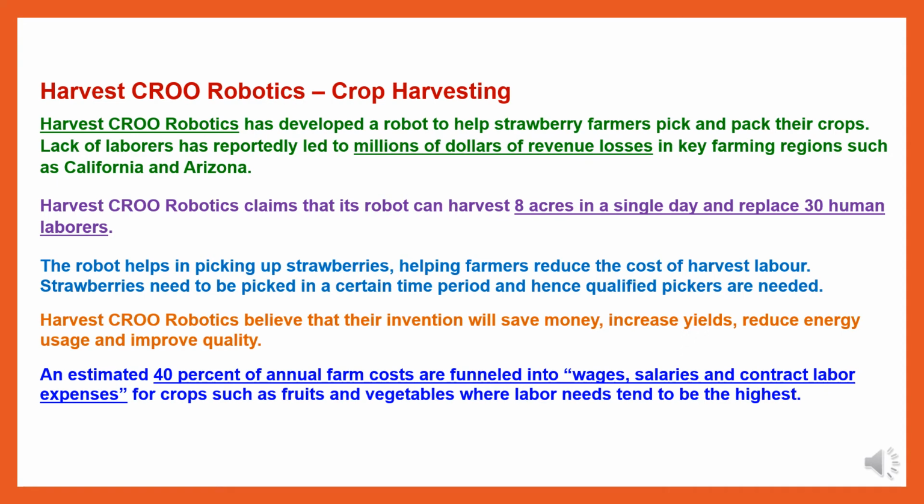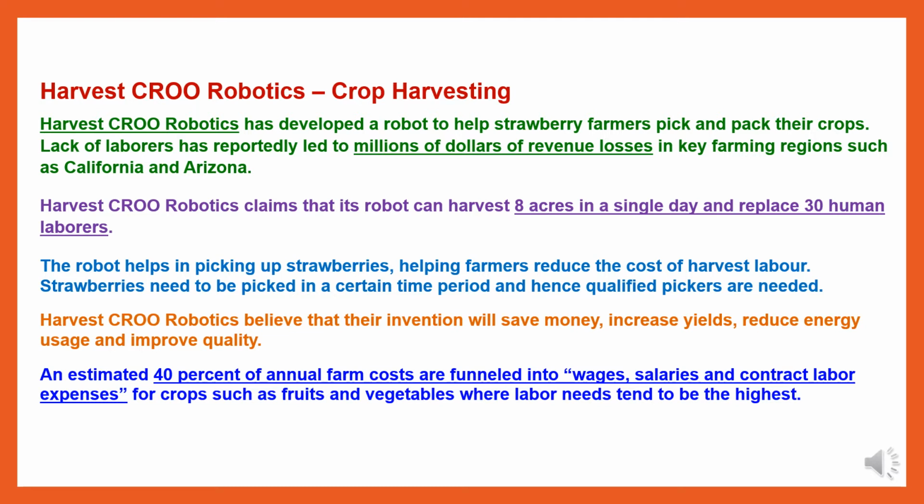In agriculture robotics, Harvest Croo Robotics is another technology which is related to crop harvesting. Harvest Croo Robotics has developed a robot to help strawberry farmers pick and pack their crops. Lack of laborers has reportedly led to millions of dollars of revenue losses in key farming regions such as California and Arizona.